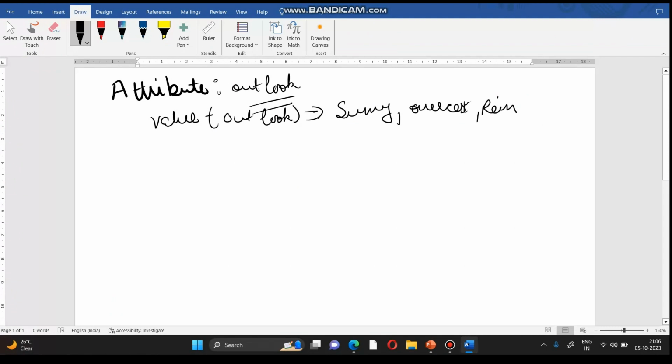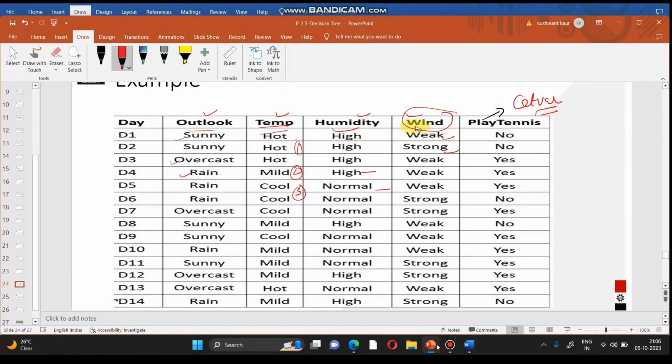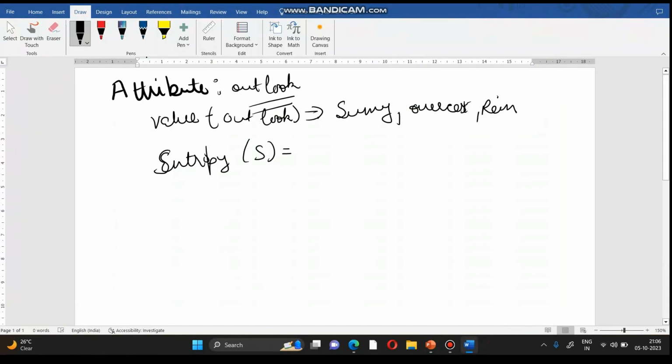Now, before proceeding further, we will calculate the general entropy, that is the mean entropy. We can call it entropy of S. When we calculate the entropy of S, we will have a look at the complete table. We have 9 values for yes, and we have 5 values for no. It means 9 positive and 5 negative values. So we will note this as 9 plus, 5 minus.